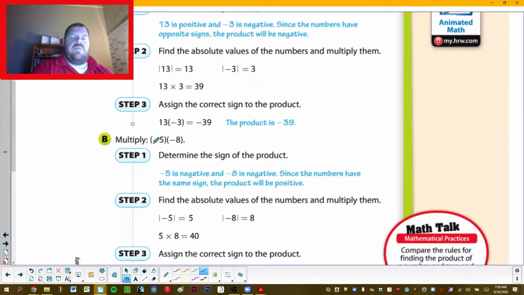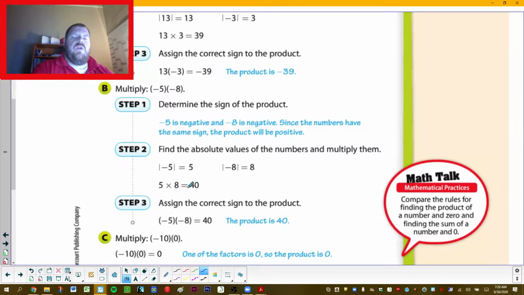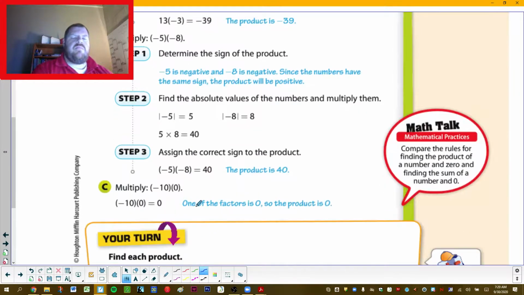Same thing on this one. Multiply negative 5 and negative 8. They're both negative, so that means our answer is going to be positive. Okay, 5 times 8 is 40, so we get positive 40. Last but not least, negative 10 times 0. So I have negative 10 groups of 0, and that's going to give me 0.